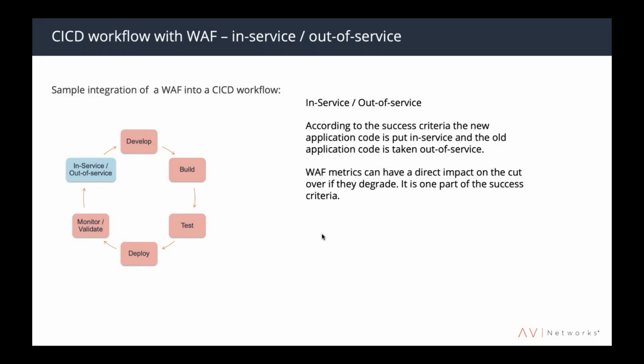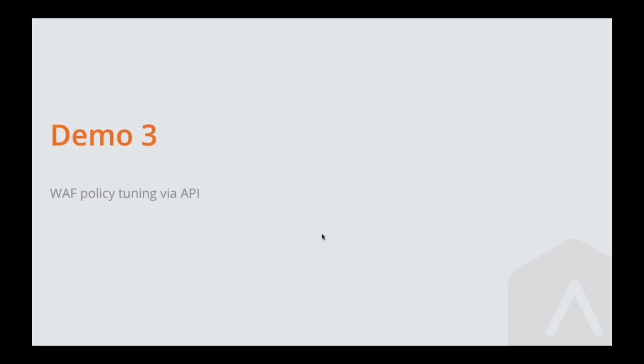And the last step is bringing it in and out of service. Since we have deployed the WAF alongside the application, the next step is, if all the metrics are good to go or green, then we can change to the new version in, for example, a blue-green release or a canary deployment, depending on what is built in the pipeline. And yeah, so let's go back to our demo.